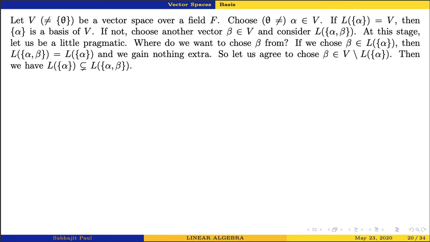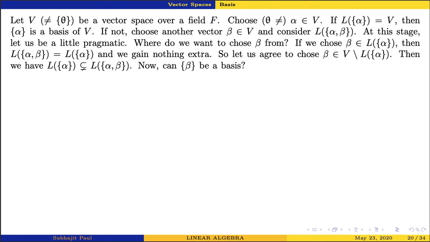Then we have the linear span of alpha is a proper subset of the linear span of alpha, beta. This notation, let me explain. This is a proper subset notation. This is a subset and this is not equal to. Okay, so this is proper subset. So then we have the linear span of alpha is a proper subset of the linear span of alpha, beta.